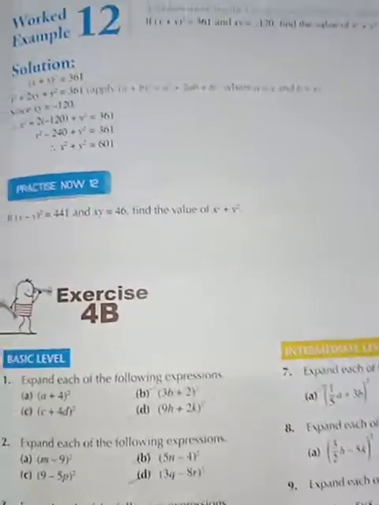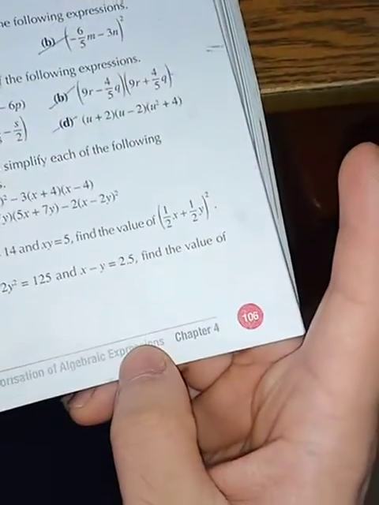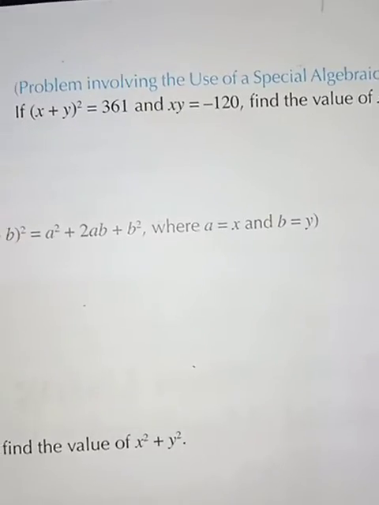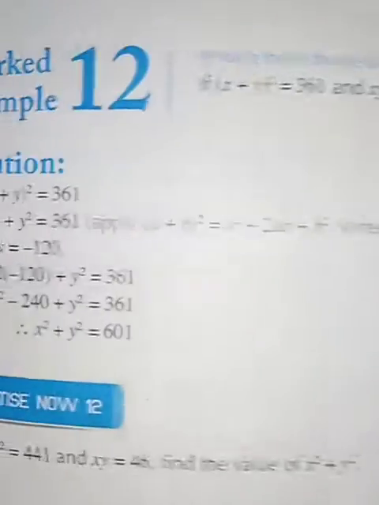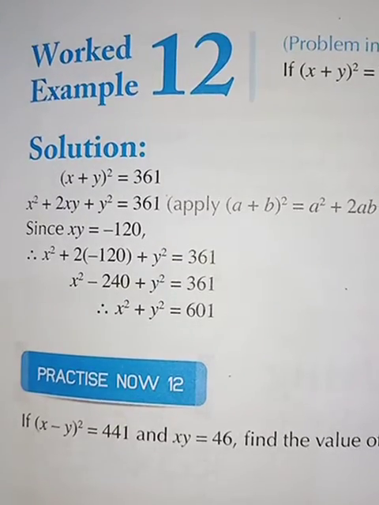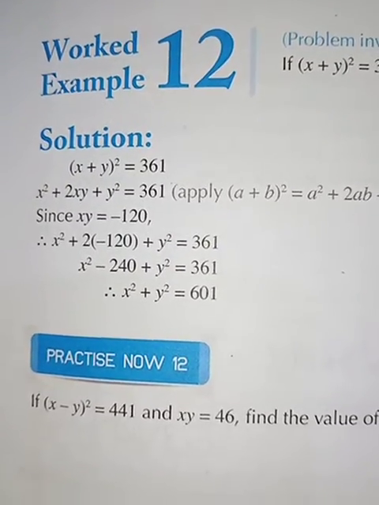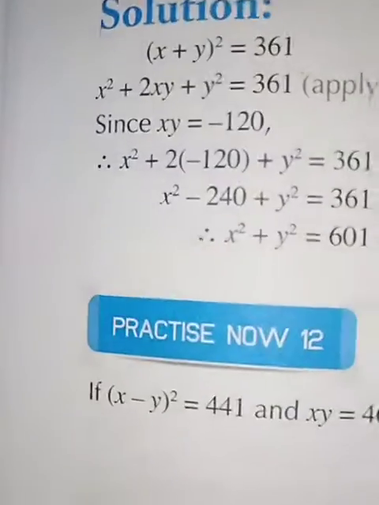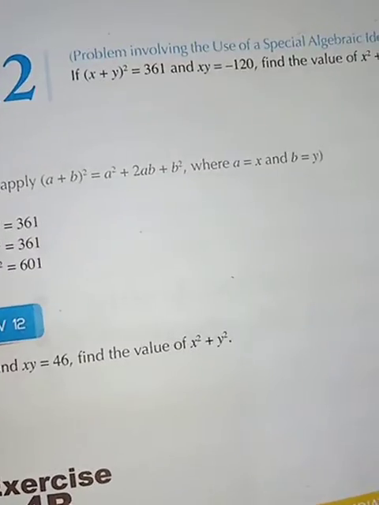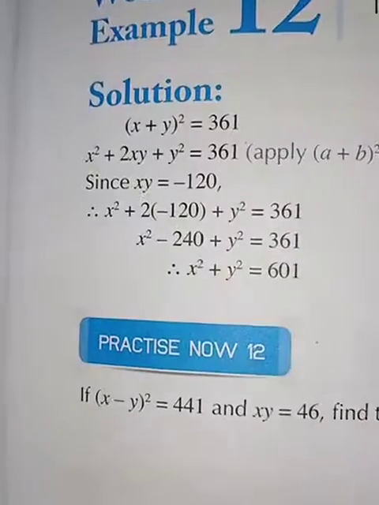Worked example 12 in the textbook, page 106. So they give you the value of x, y, right? Here you expand x plus y squared. So we have 2xy there, see? So you can make use of that xy equals negative 120. See how they put it into the equation?